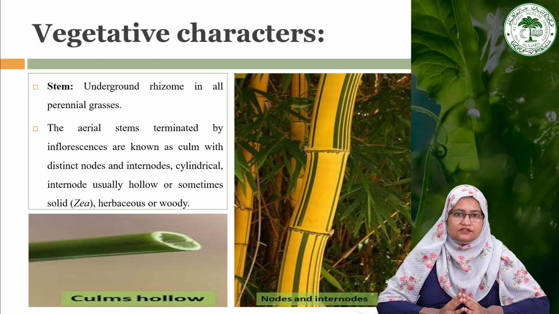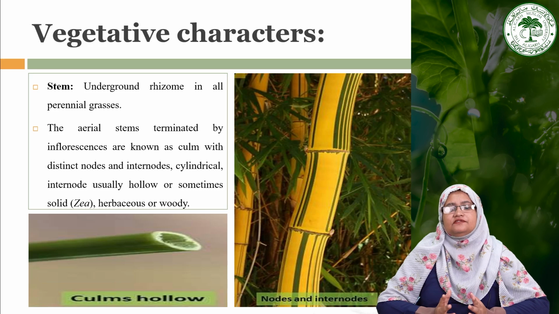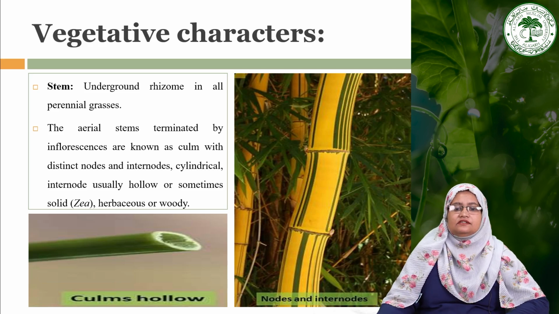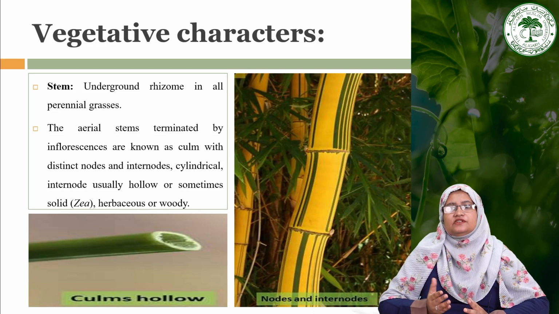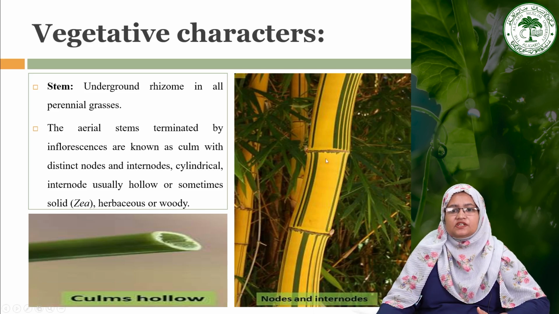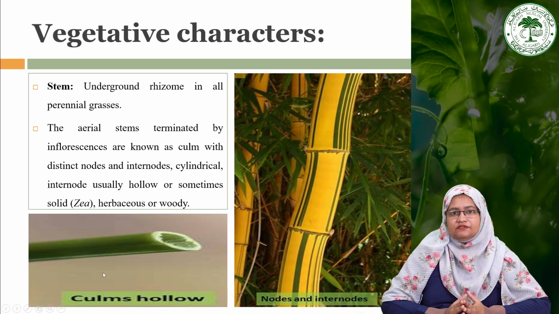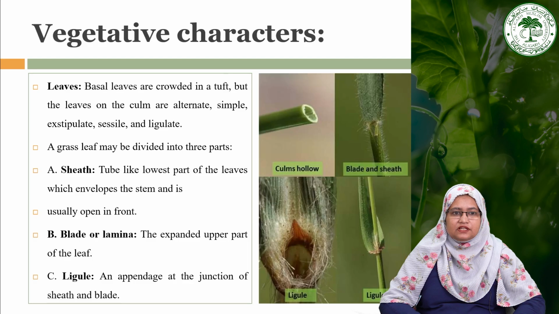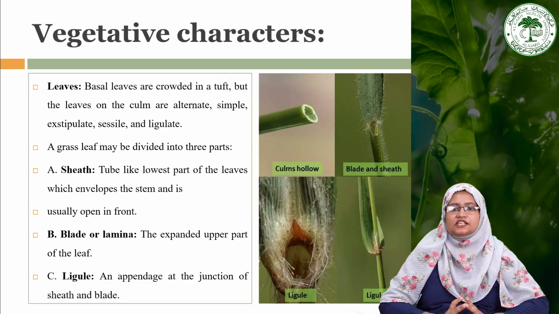As we discussed earlier in the Cyperaceae family, the stem is angled, and the nodes and internodes are not prominent. While in the Poaceae family you can see the nodes and internodes are quite distinct, and generally the internodes are hollow. So these are some differences between the Cyperaceae and Poaceae families. Now moving towards the next vegetative character, that is leaves.